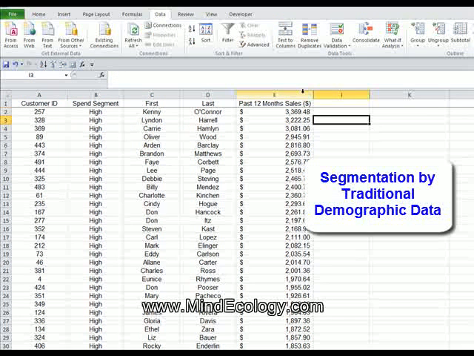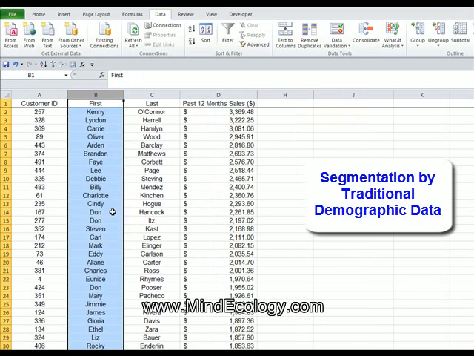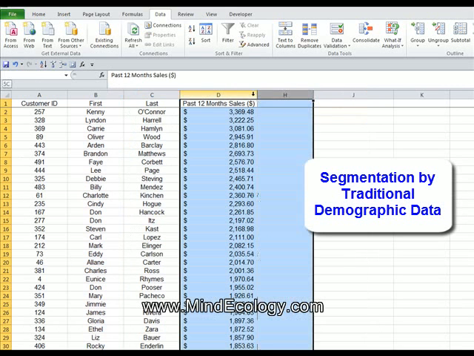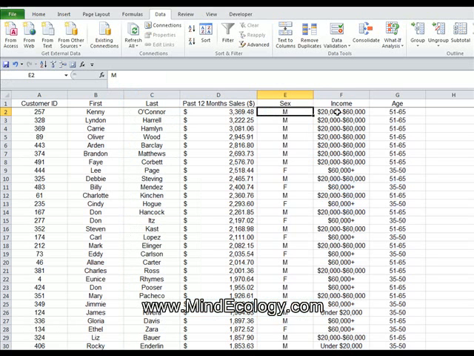traditional demographic data. I'm going to go ahead and get rid of this extra segment we created here, because we're going to do a different kind of segmentation. And what we've done here is appended or added some segment categories. We have whether they're male or female, we have income level, and we have their age.